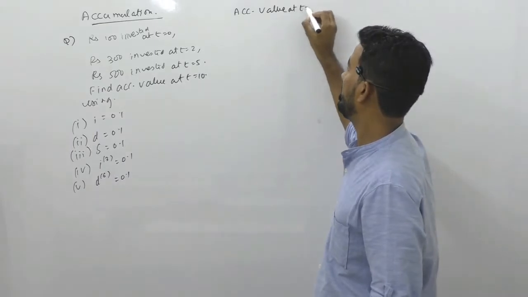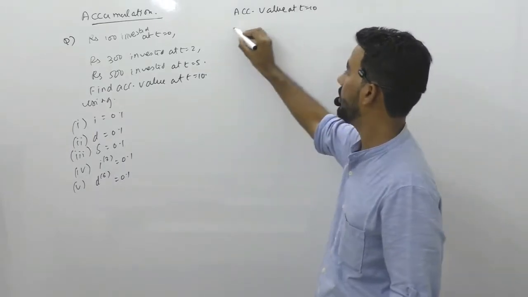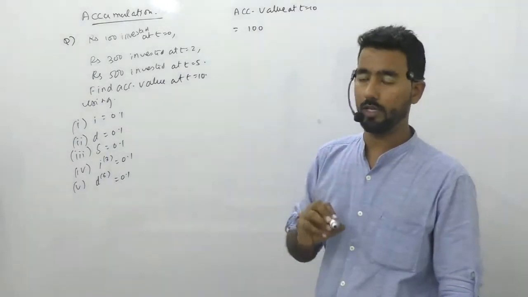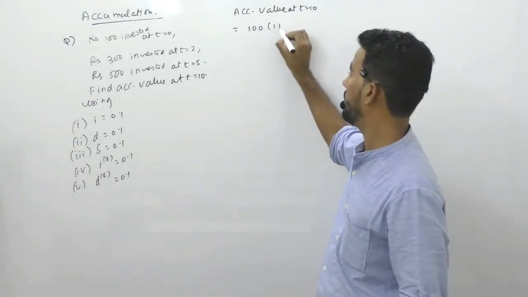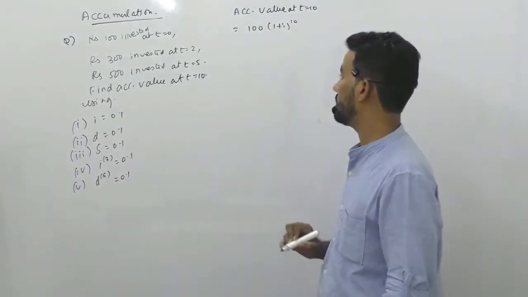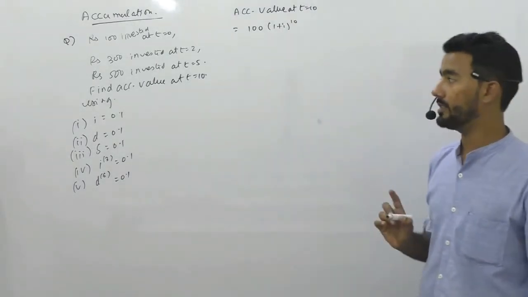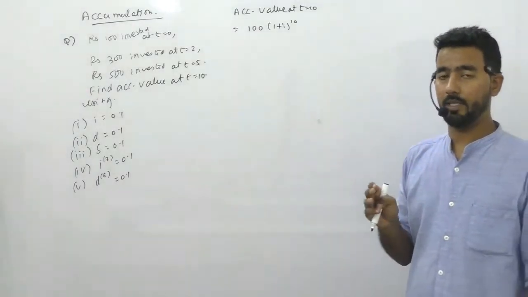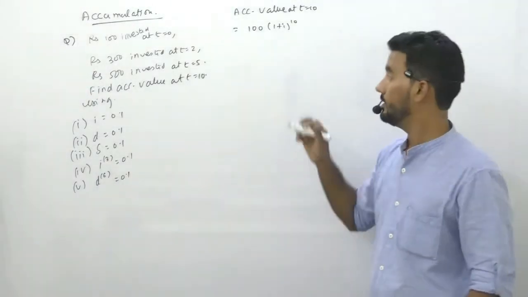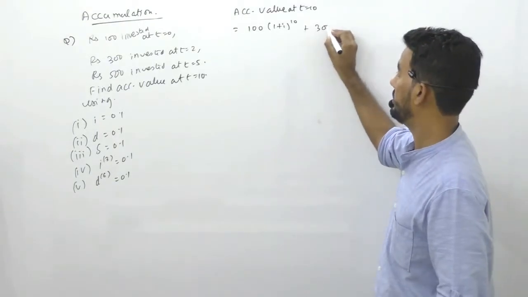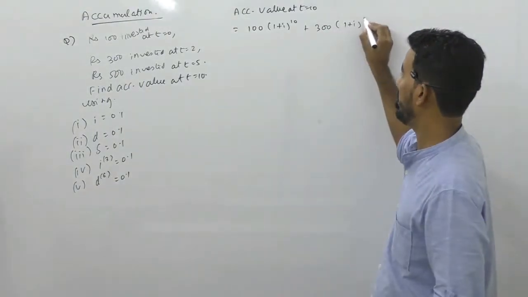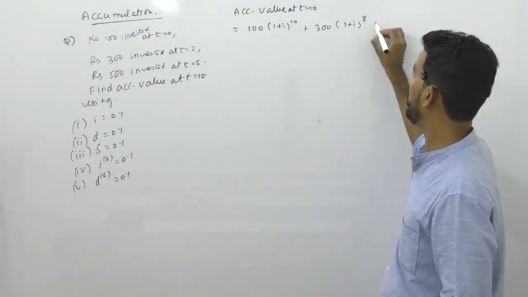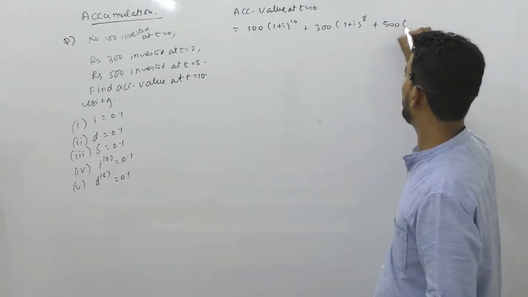at time 10 is equal to the 100 rupees that is invested at time 0 will accumulate for full 10 years. So 100 into 1 plus i to the power 10. Then you invest some other amount at time 2. So amount invested at time 2 till time 10 will accumulate only for 8 years. So 300 rupees into 1 plus i raised to 8. And then finally invest 500 rupees at time 5, which will accumulate only for 5 years.